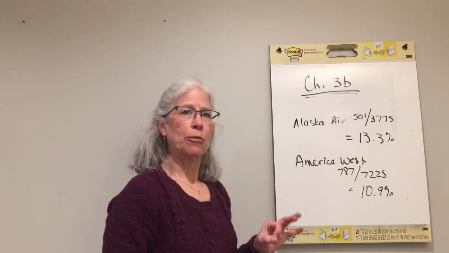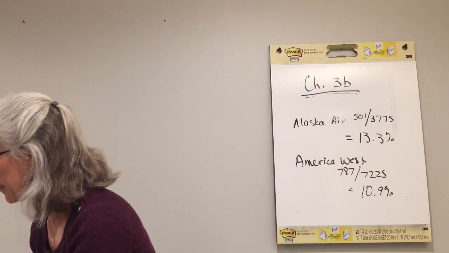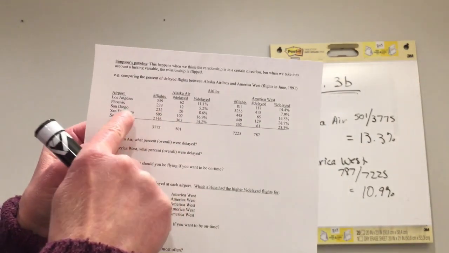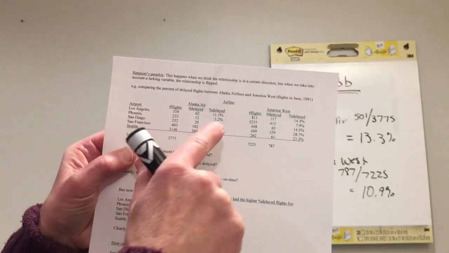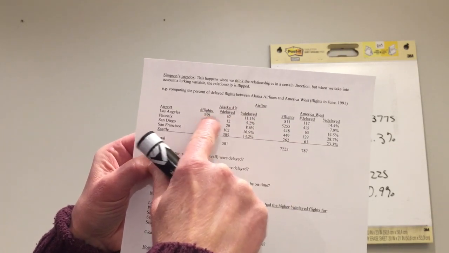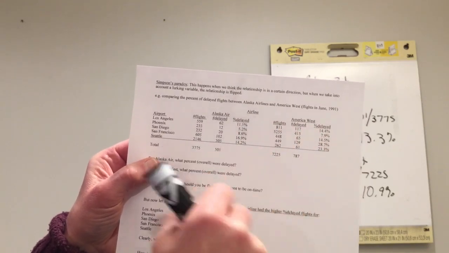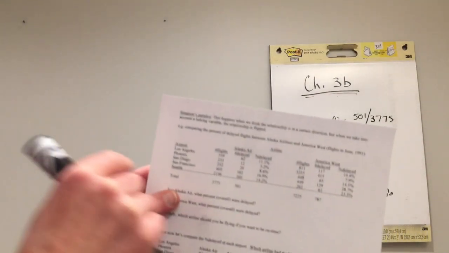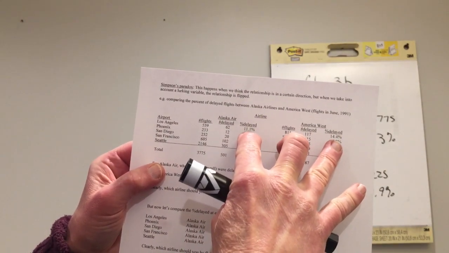There's a lurking variable of what airport they tend to fly to. So let's look at it split up by different airports. We've got Los Angeles, Phoenix, San Diego, San Francisco, and Seattle. Alaska Air at Los Angeles, 62 out of 559 were delayed. That's 11.1%. America West, 117 out of 811 were delayed. That's 14.4%. So overall, Alaska Air had a higher delayed rate. But if we look at Los Angeles, America West had a higher delayed rate.